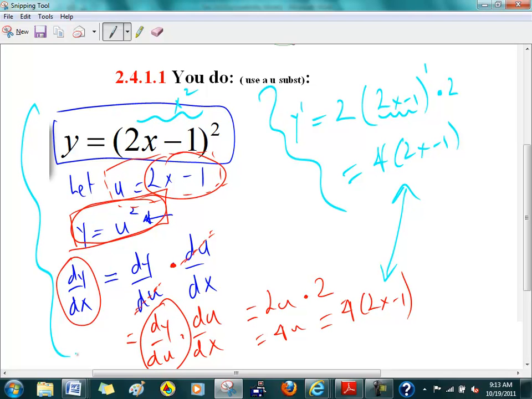Any composite function. Any composite function. And we'll do a few today, okay?